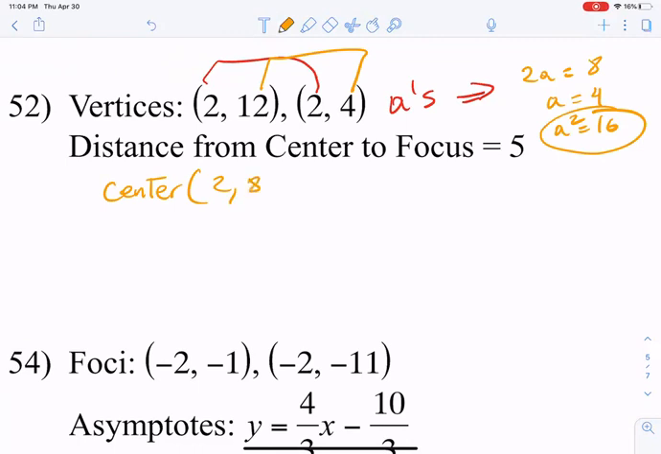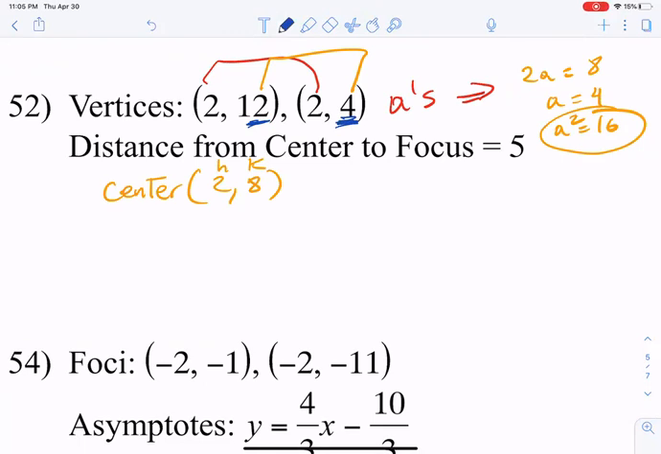So that should be 8. So we have HK. Now they're saying the distance from the center to the focus. So let's find out what C is. This is vertical. It's moving vertical, right? Because these values, let me put that in another color, are the ones that are moving. So from the center to the focus is 5 units, right? So we said from the center to the focus, they're moving 5 units.